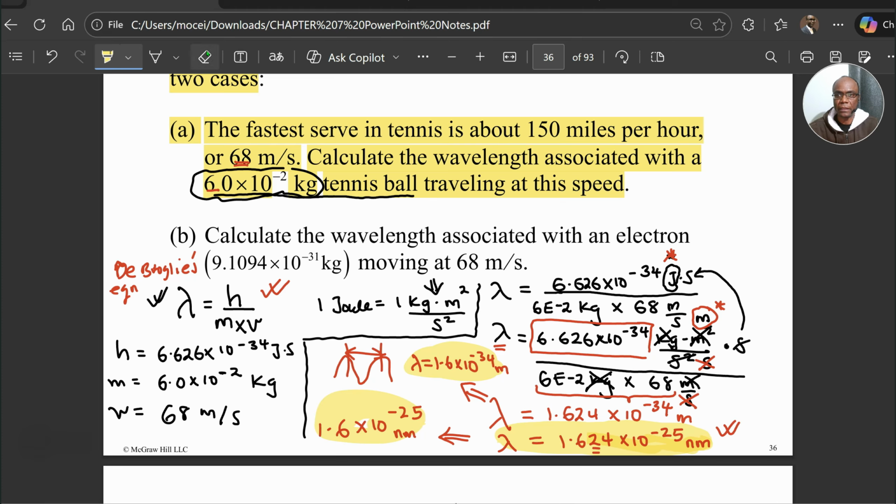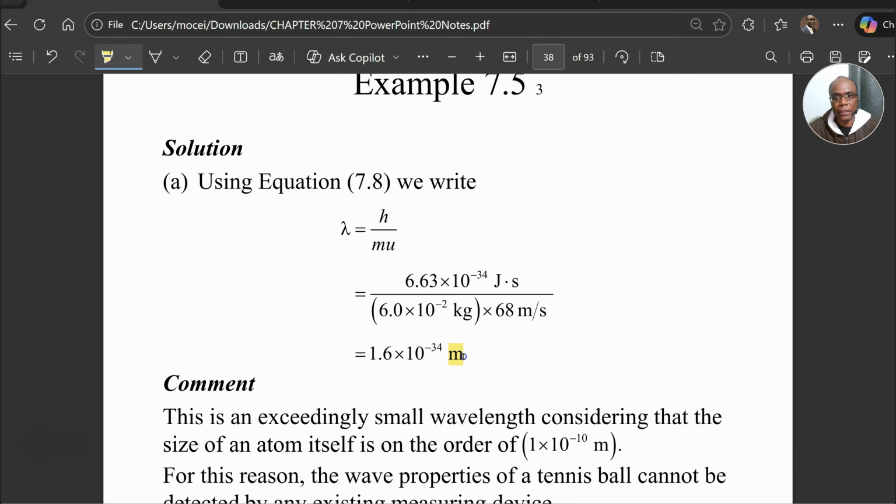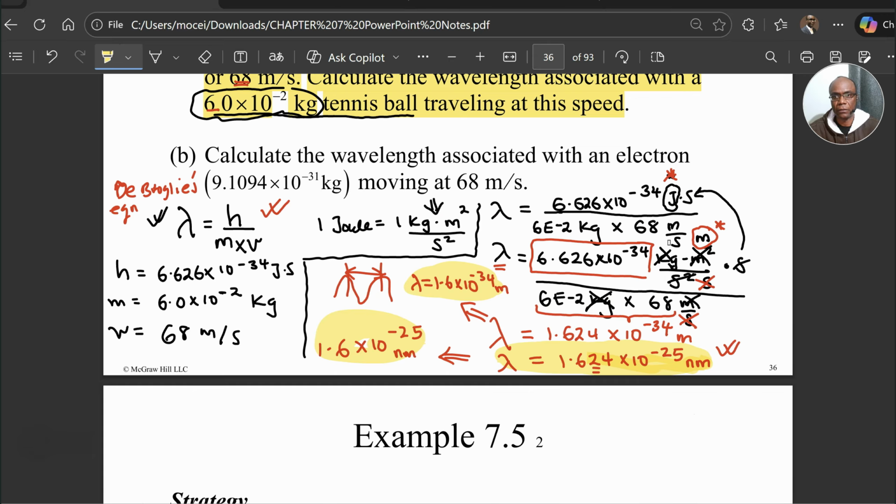The tennis ball is an object. It's macroscopic, not microscopic, which is how this answer was found here. That said, the calculation and cancellation of units are not shown. So I've shown you how you can convert a joule to kilogram meter squared per second squared, and use that to cancel out the SI units to be left with just a meter.